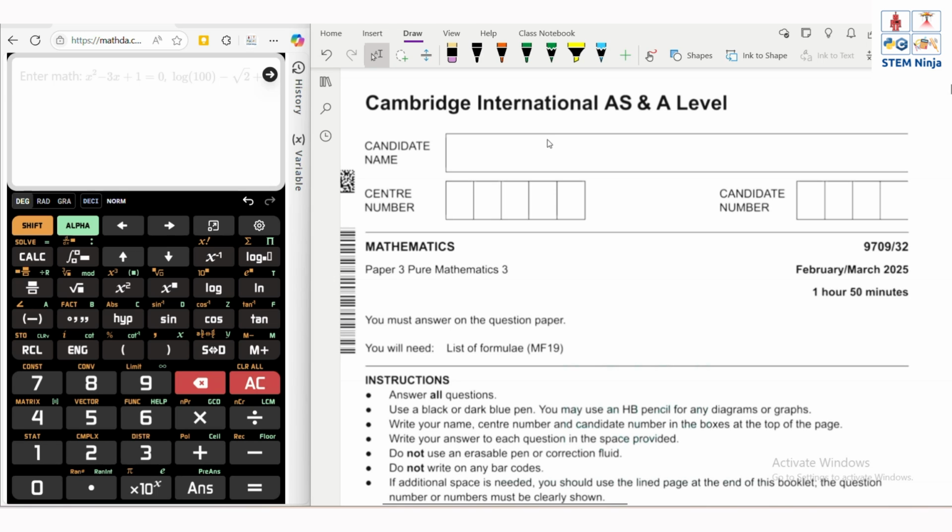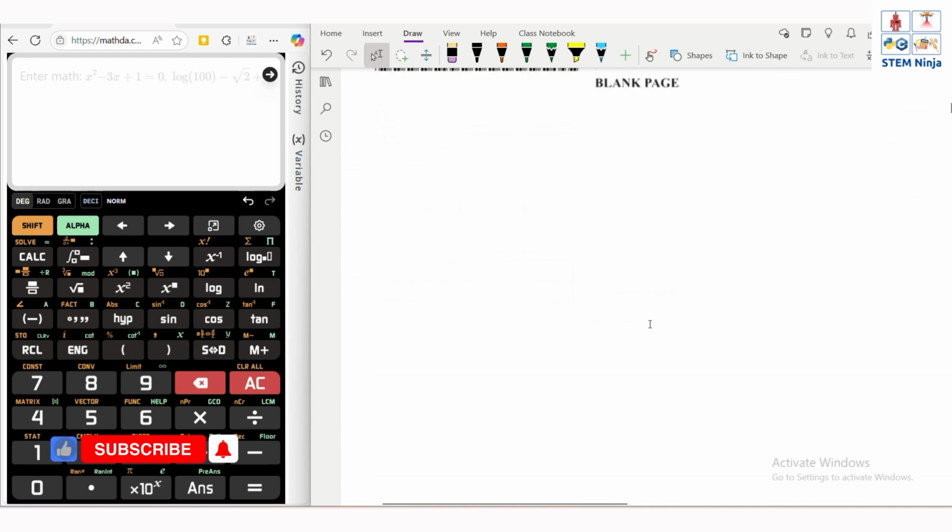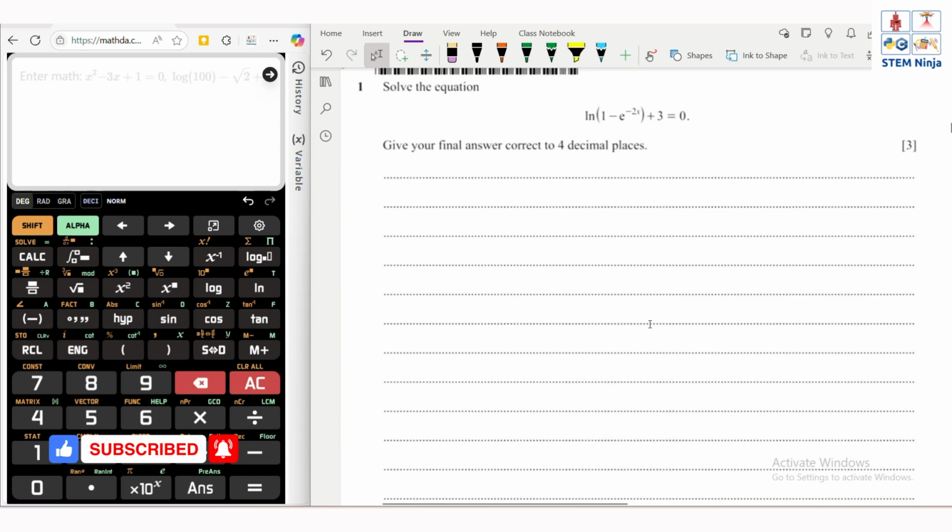Hey everyone. So today we're going to talk about the past paper for the February-March 2025 9709 CIE Mathematics paper 3 variant 3-2. So this is for the exam that's going to be on 19th May. So this is for that practice.